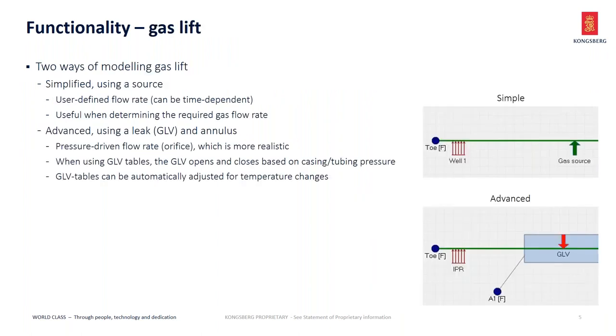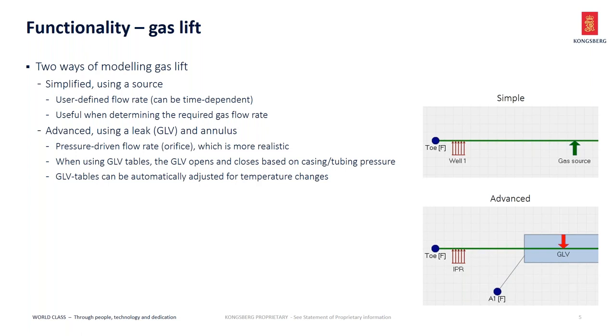And in terms of gas lift modeling in LedaFlow, there are basically two approaches. So the simplest one is using a source, which allows you to define a flow rate that can be constant or it can be time dependent. And this is very useful when determining how much gas lift is required. So you can do a parametric study, for instance, varying the gas flow rate. So it has its purposes.